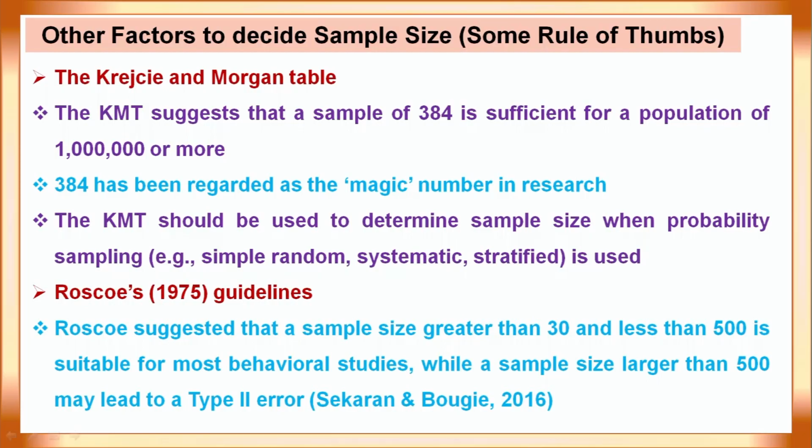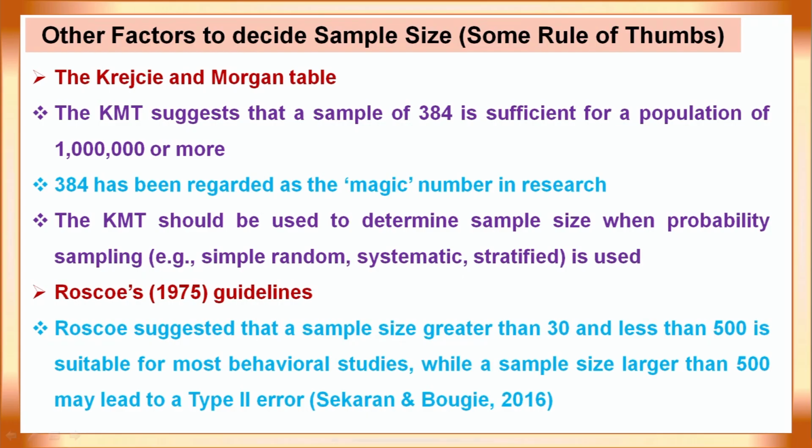Now, I already explained the use of the Krejcie-Morgan table. Instead of using the Cochran formula and all those things, you can use the Krejcie-Morgan table as a ready-made guide for the sample size determination. It suggests that if more than 10 lakh population is there, then 384 is the sufficient number. That is why it is called the magic number in research, 384, the magic number in sample size determination. But in social scientific research, the KMT should be used to determine sample size when you are using probability sampling, that means simple random, systematic, or stratified sampling, and the primary variable of interest is at the categorical level.